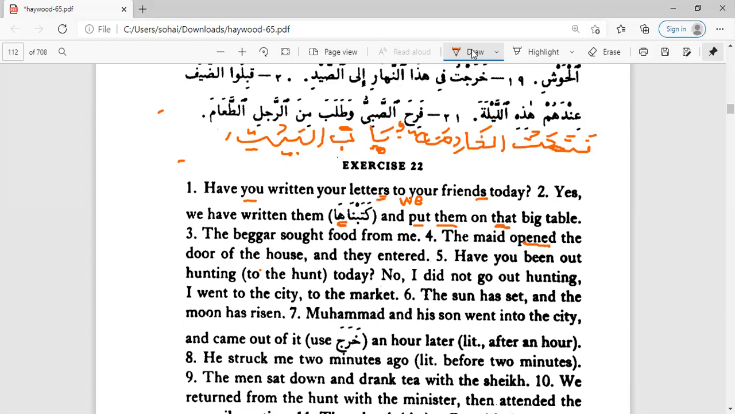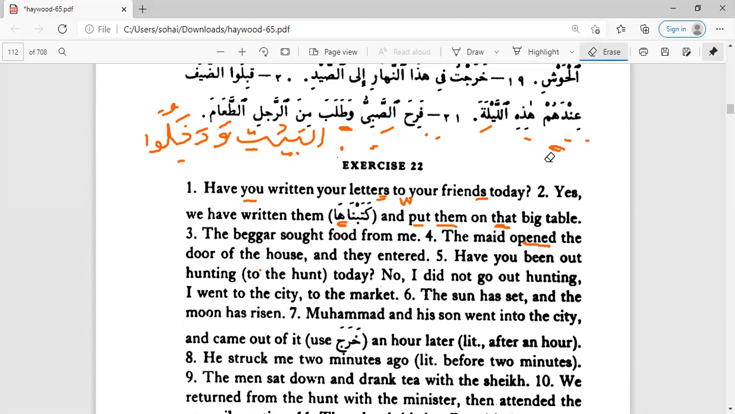Door of the house, and they entered. So they is going to be dakhalu, and they entered. Have you been out hunting today? If you look at one of the Arabic questions, like exercise 21, you can do that yourself. We covered the word for hunting. This is number 5 now.